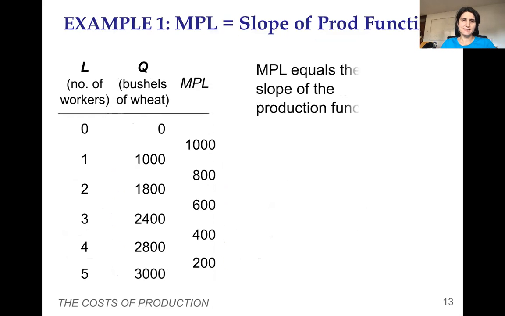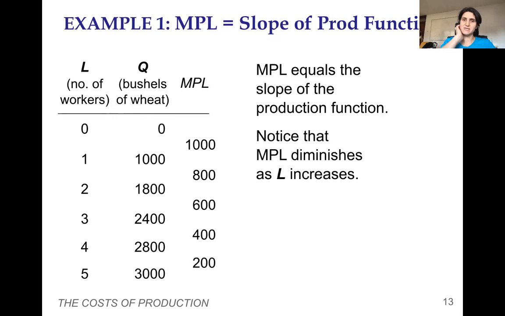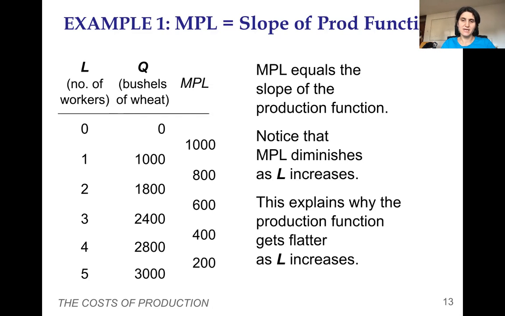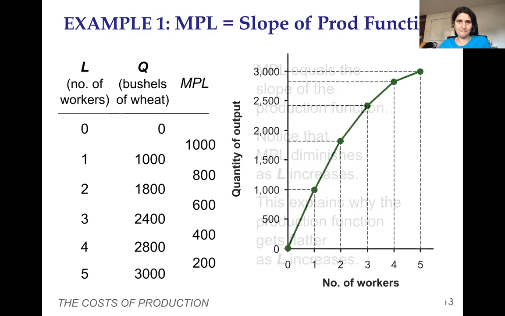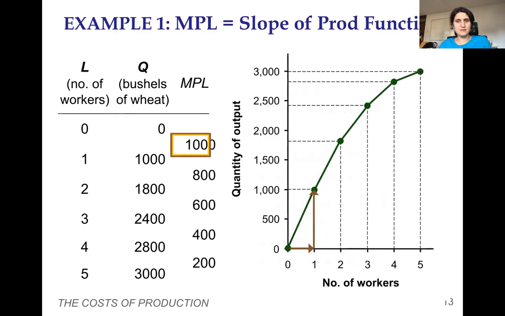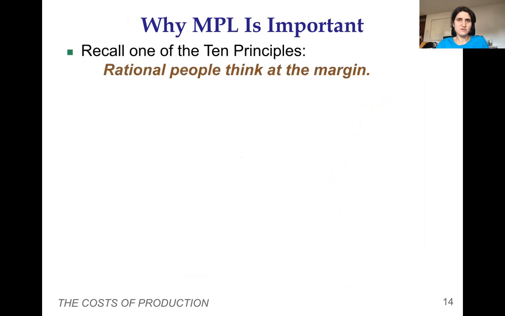Okay, and then marginal product of labor equals the slope of the production function. Notice that marginal product of labor diminishes as L increases. Okay, and this explains why the production function gets flatter as L increases. So we are saying that the production function is concave. Okay, so this is the marginal product of the first worker, marginal product of the second worker, marginal product of third worker, marginal product of fourth worker, marginal product of fifth worker.